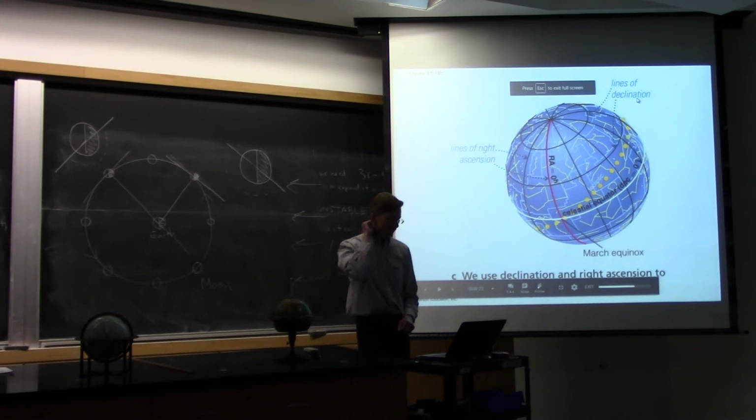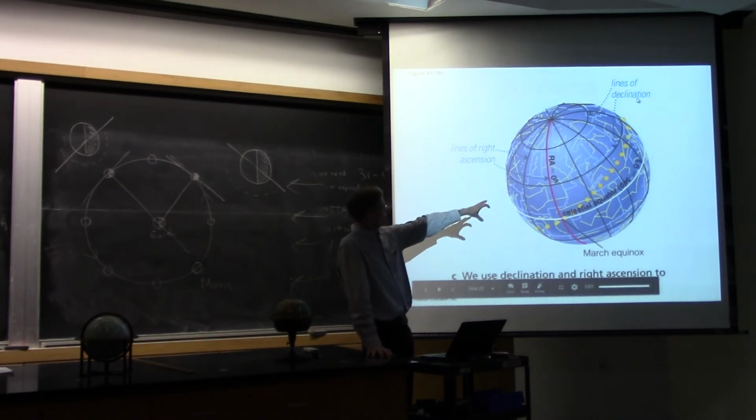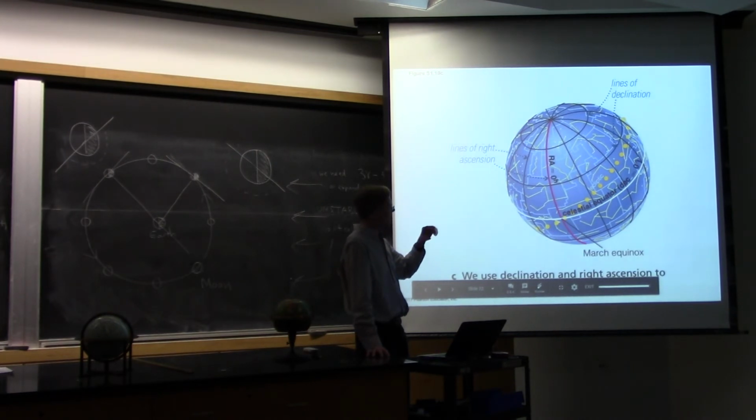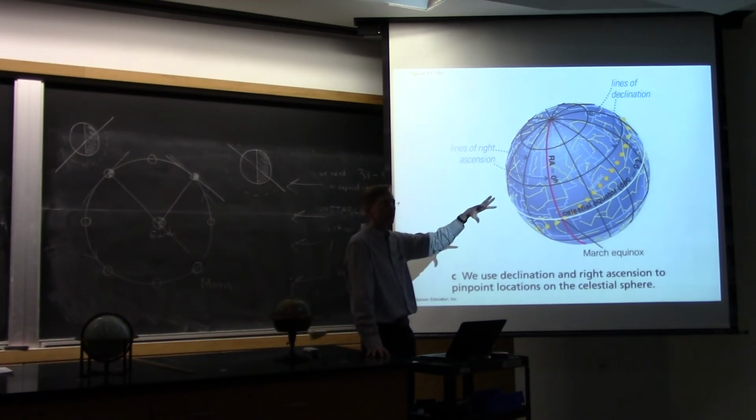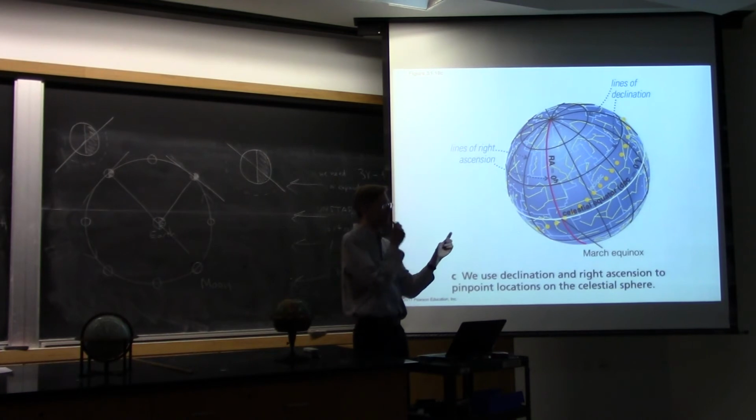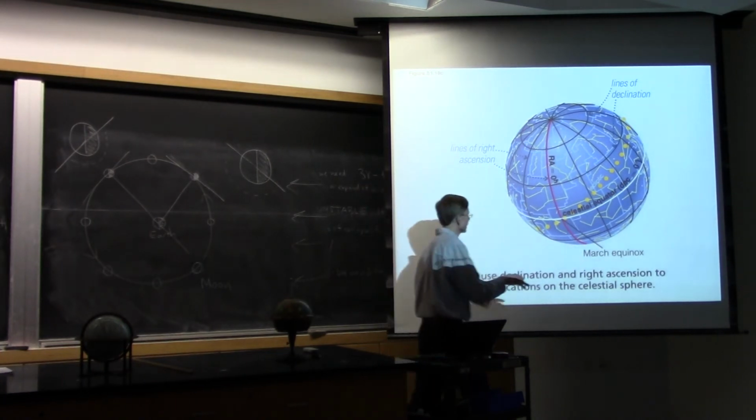All right. So this shows the idea of right ascension and declination. Declination is like latitude on Earth. It's the angle away from the celestial equator as seen from the center of the celestial sphere. Just like latitude on Earth is the angle away from Earth's equator that you would see if you were at the center of Earth, which I don't recommend because it's hot down there.